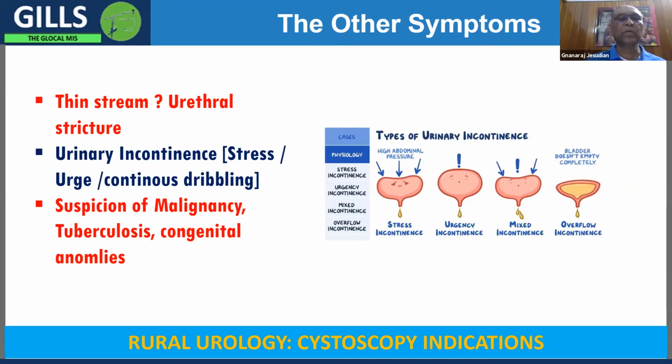And then there may be what we call urinary incontinence. So this can be of two types. One is stress incontinence. This occurs when the bladder is full and the patient is coughing or doing anything which increases the abdominal pressure. And then continuous dribbling occurs if there is overflow incontinence. The bladder is full and can't hold any more urine.